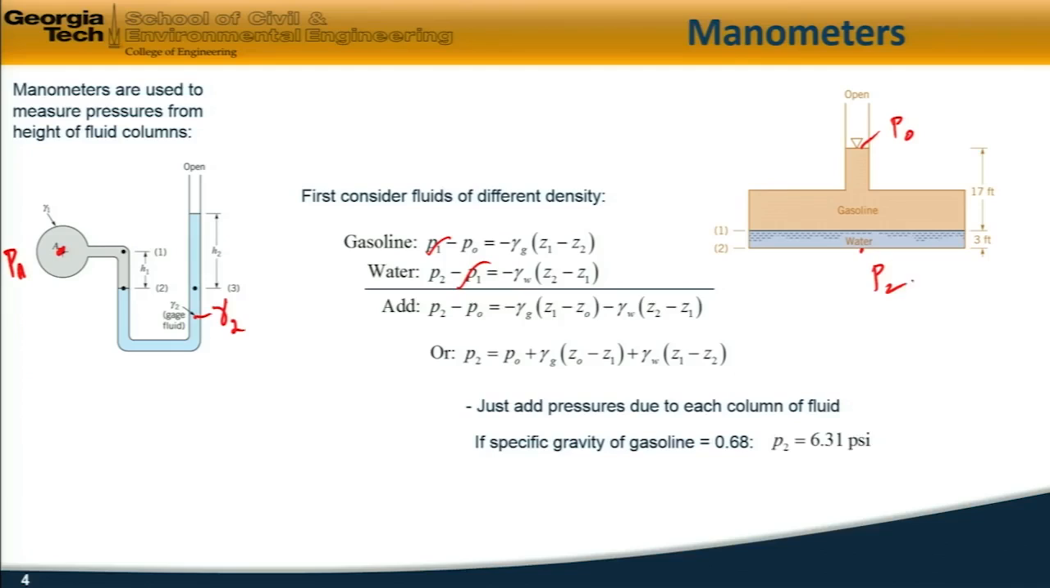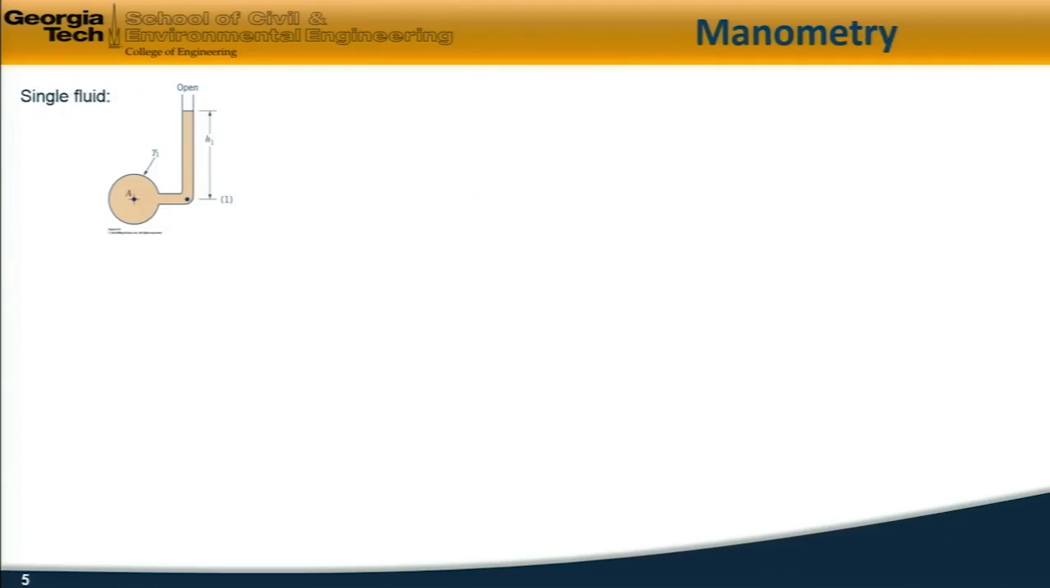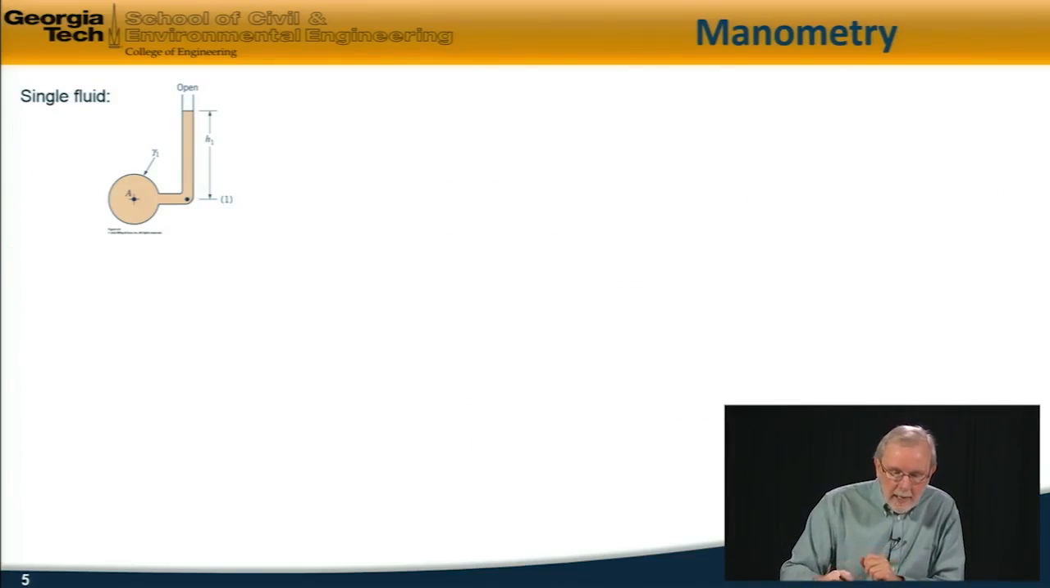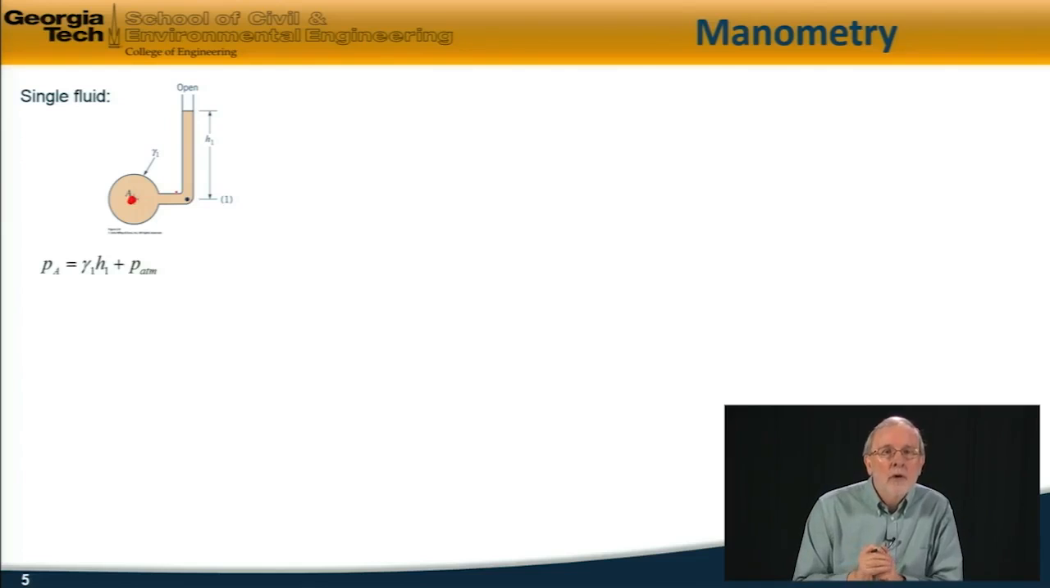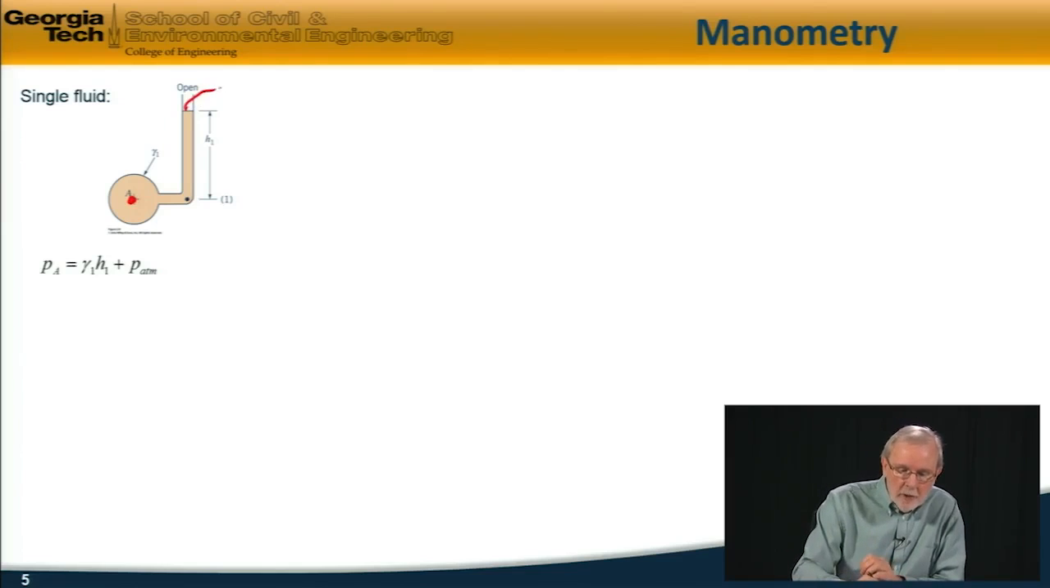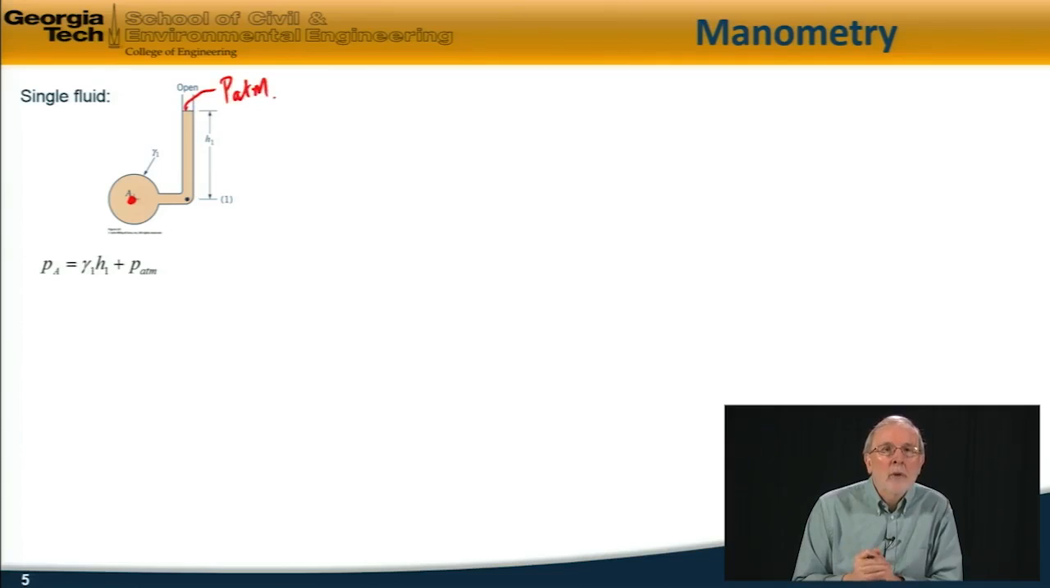The pressure at the bottom here, P2, is 6.31 psi, in other words, pounds per square inch gauge above atmospheric pressure. If we have a single fluid, the equation is even more simple, and in this case, the pressure here is just equal to the pressure due to the column of fluid here, which is gamma 1 times H1, plus the pressure at the open surface here, which is atmospheric pressure.